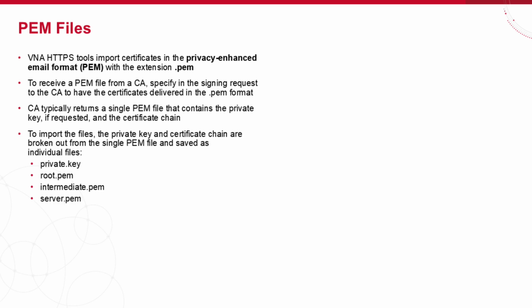To import the files, the private key and the certificates are broken out from the single PEM file, and saved off as individual files. The private key file is saved as private.key. And the certificate files are saved as root.pem, intermediate.pem, and server.pem.